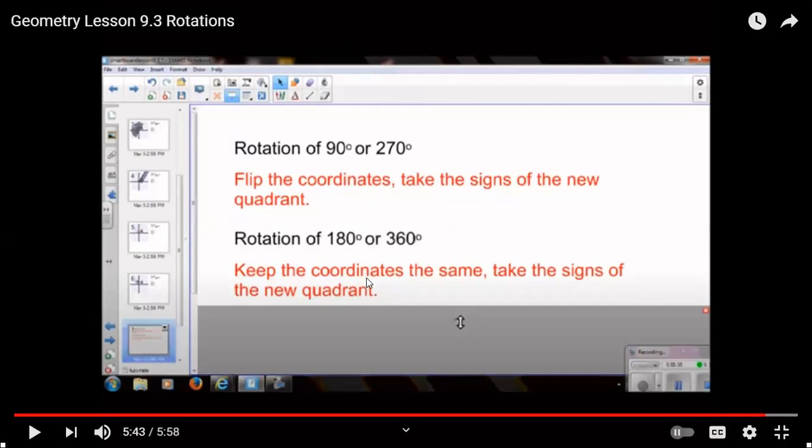So here for 90 or 270, we have to flip the coordinates, right? But for 180 or 360, we will keep the coordinates. As I said, we will not switch. We have 90 exactly the same as negative 270, we have the same rule. Negative 90 and positive 270, the same rule. 180, negative 180, they have the same rule. Okay, understood this part, grade 8?